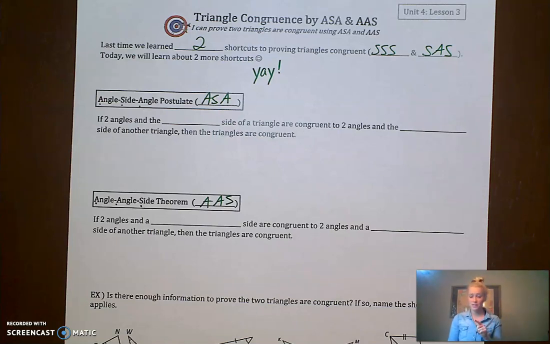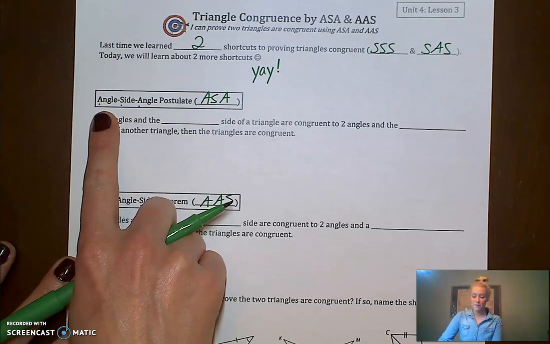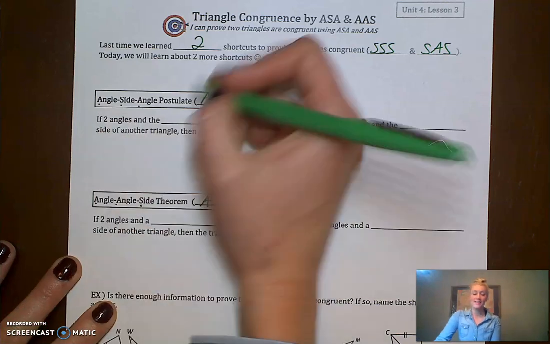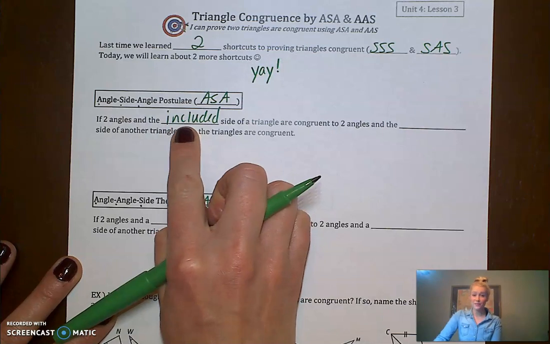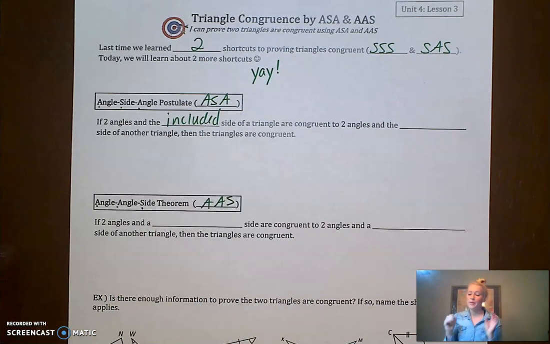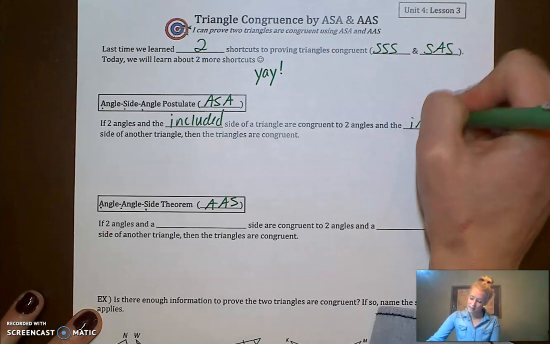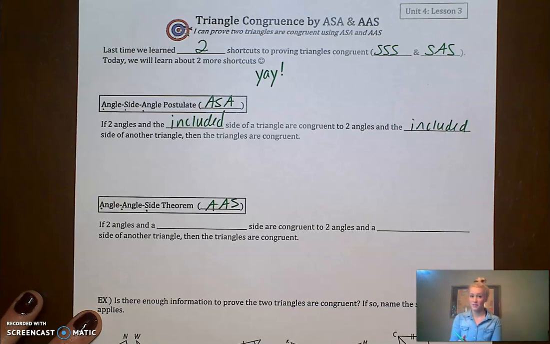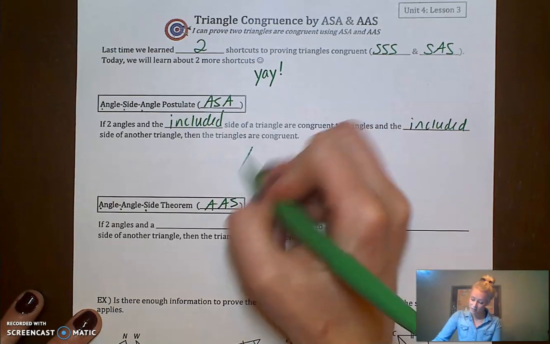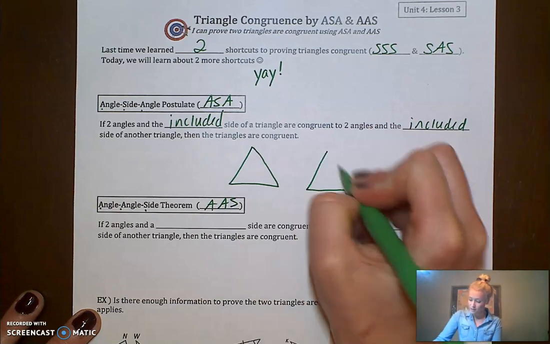So let me draw pictures here and write in what the sentence says for each one. Angle, side, angle postulate says that if 2 angles and the included side, we saw that word included last lesson, of one triangle are congruent to 2 angles and the included side of another triangle, that's enough information being the same to stop your proof and say the triangles are congruent. So let's just draw a picture. I feel like the visual always helps.